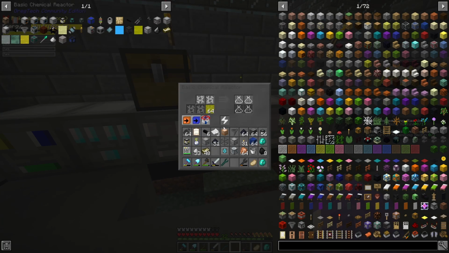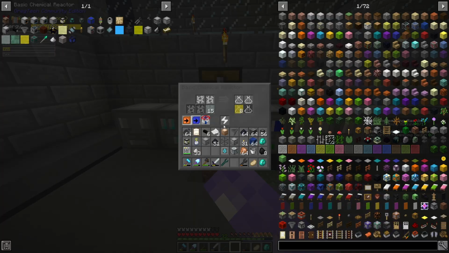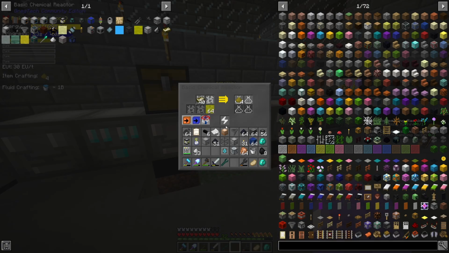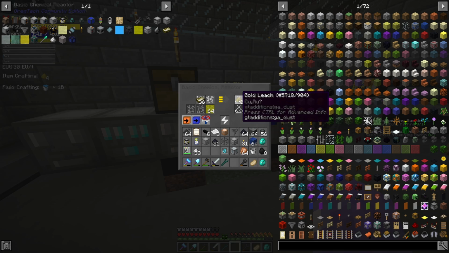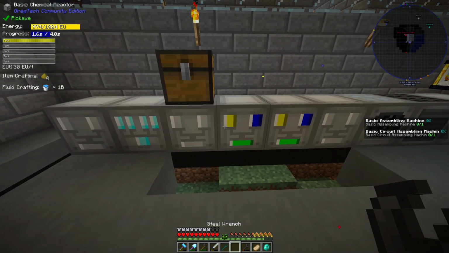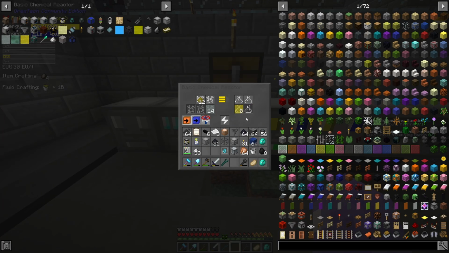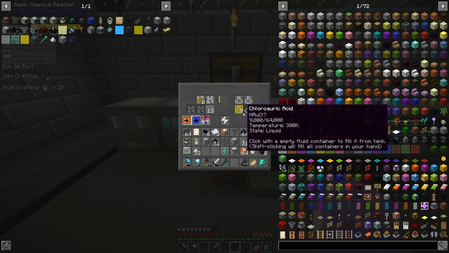That leached copper went fast. Let's just try the whole chain here. So this is making the leached copper. Leached copper should go into this one. It's not. What was that here? And item output. Now we're getting the leach, making the chloroauric acid.